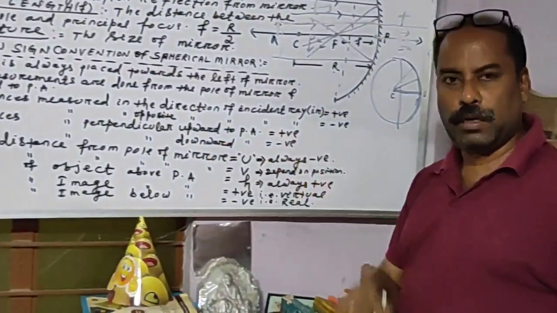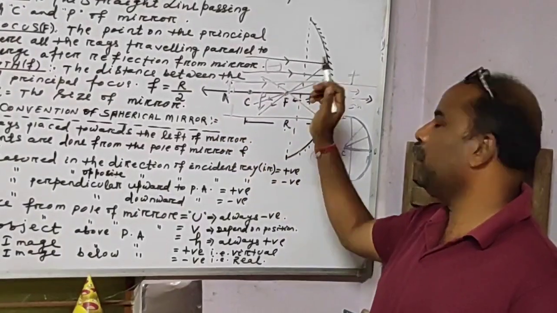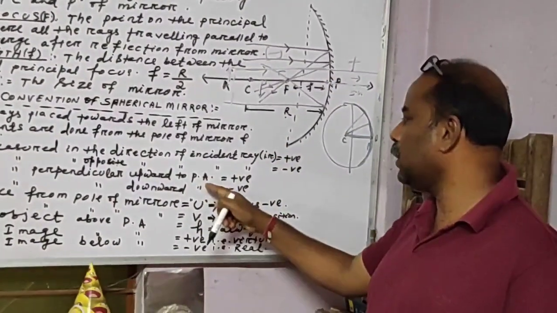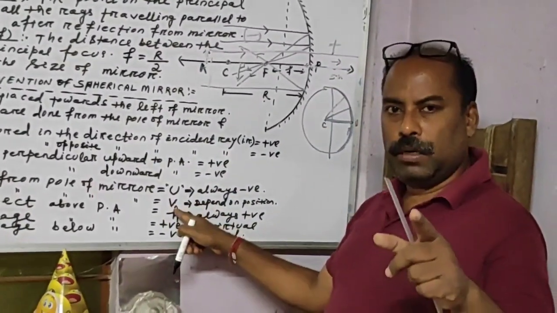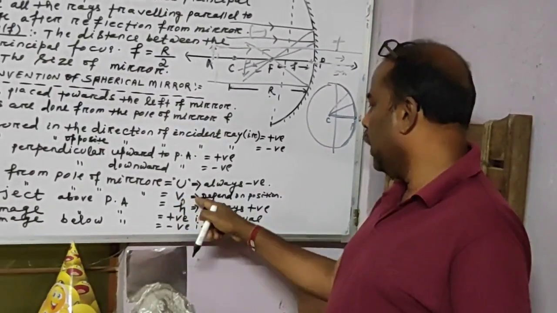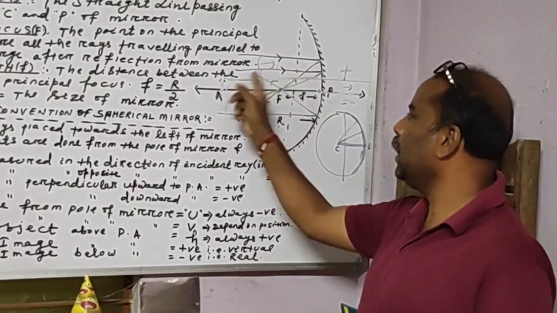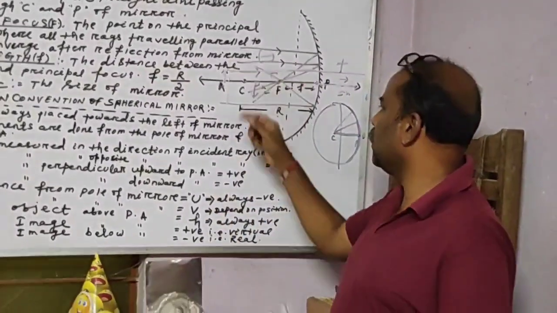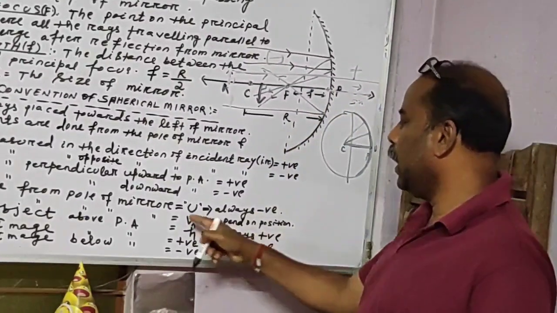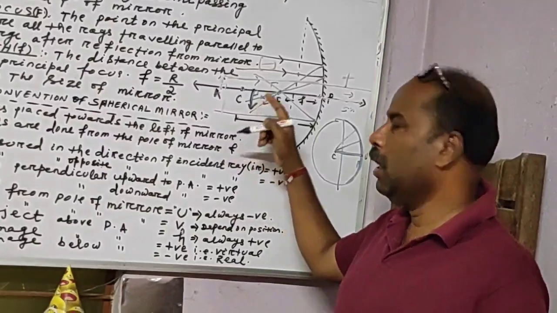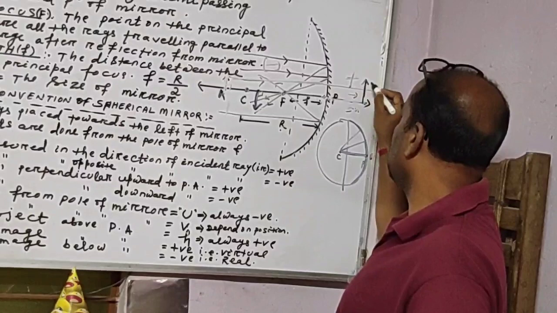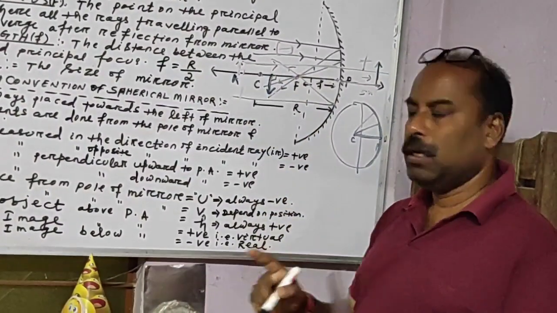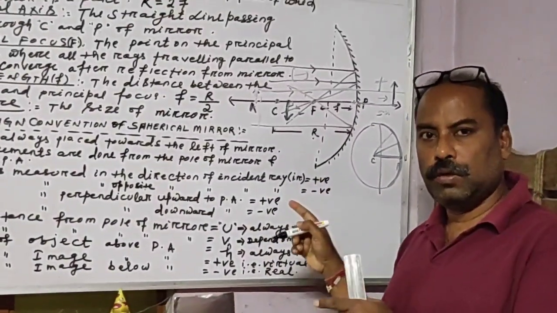Image distance from the pole of the mirror. When we put any object in front of the mirror, its image will be formed. This image distance is also measured from the pole of the mirror, and the symbol used is V. It depends on the position. If the image is formed in front of the mirror, we take it negative. If the image forms behind the mirror, on the right side, we take it positive. Suppose the image is formed here, 15 centimeter, then we write V equal to minus 15 centimeter. But if the image is on this side, suppose 10 centimeter, then we write V equal to plus 10 centimeter, not minus. If V is on the left side, minus. If V is on the right side, then plus, in the spherical mirror. So image distance is V.